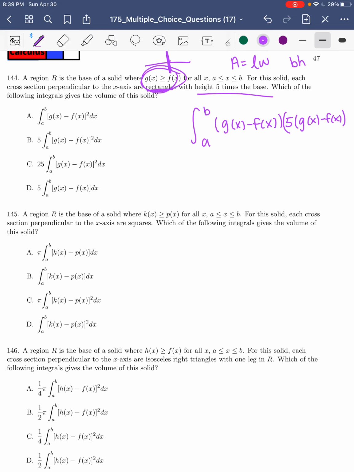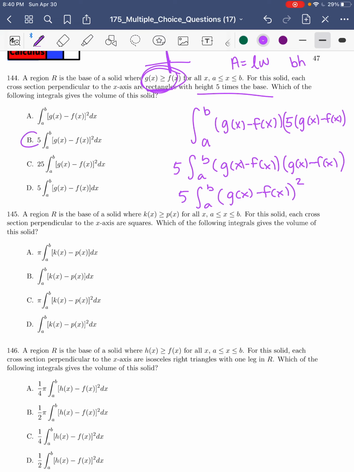Now obviously that's not an answer choice, but I know I can take the constant to the outside. And then I'm just left with g of x minus f of x times g of x minus f of x, which is just 5 times the integral from a to b of g of x minus f of x squared. So our answer is B.